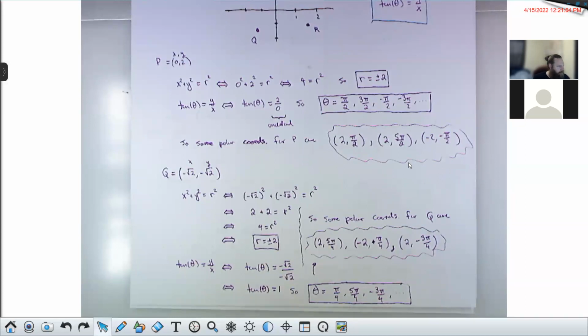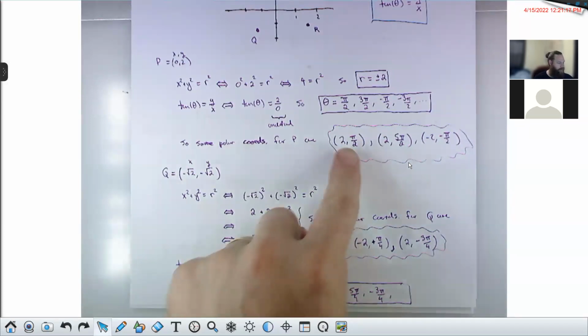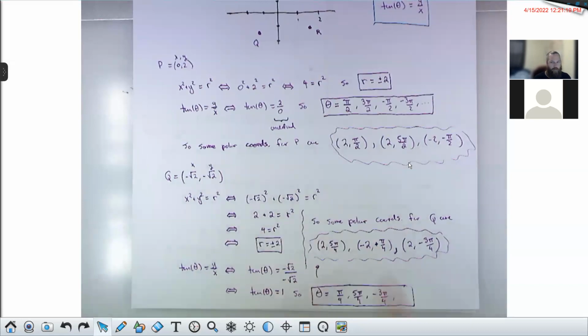All right. Maybe I won't go ahead and do R here. Maybe I'll leave R as an exercise because I do want to get to a little bit of graphing today. Any questions on where we're getting either of these lists of polar coordinates from?